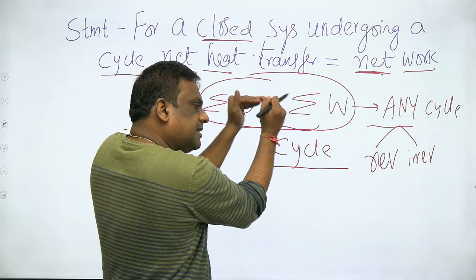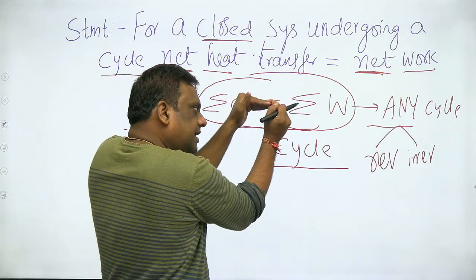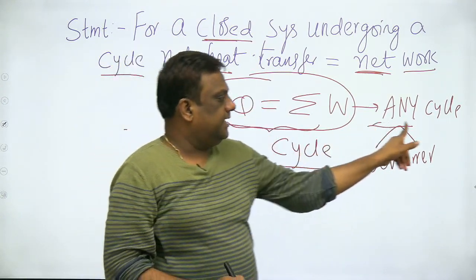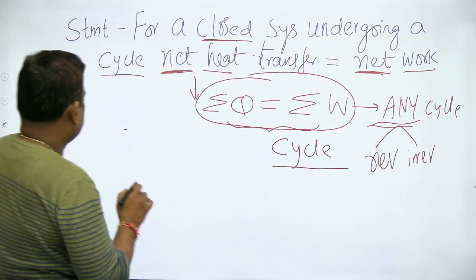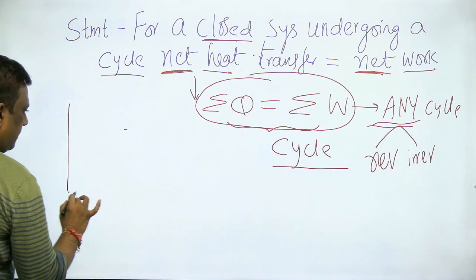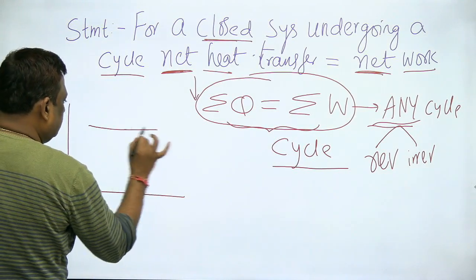अगर यही लेके मैं आगे जाऊंगा, any cycle है तो any process के लिए आएगा. अगर only reversible लेते हैं तो reversible के लिए आएगा. If I take only irreversible, it will be for irreversible. But I took any, it is valid for all. What does it mean? Let us see. Let us take a cycle.